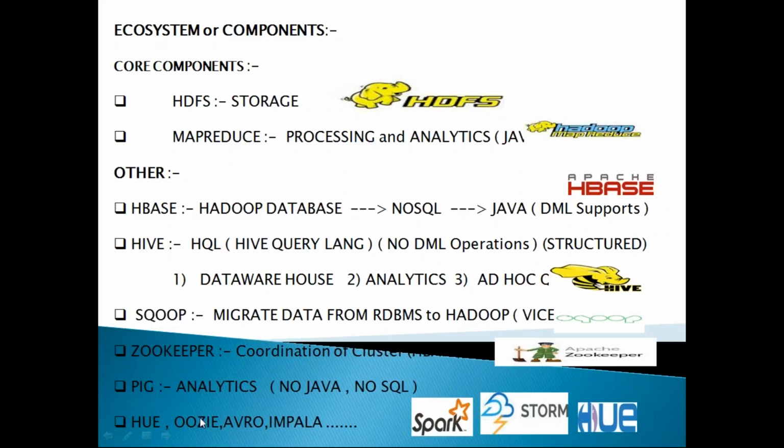What's Oozie for? Oozie is used for scheduling jobs. If you want to do the analysis with MapReduce on the data you store, you can schedule the job through Oozie. At the scheduled time it will perform the jobs. According to time we can schedule it.